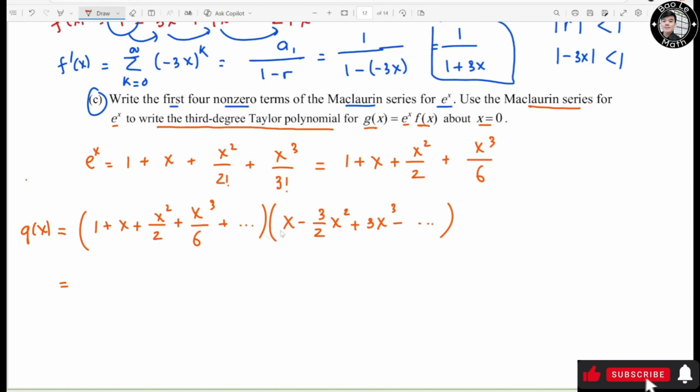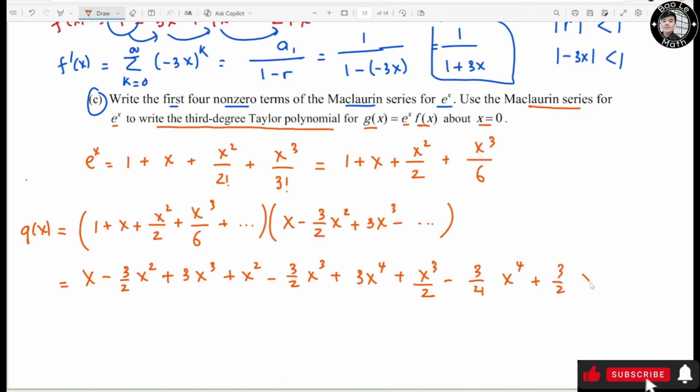So 1 times s is going to be s, right? 1 times negative 3 over 2 s squared is going to be negative 3 over 2 s squared. 1 times 3s cubed is going to be plus 3s cubed, right? S times s is going to be s squared, right? S times this one is going to be negative 3 over 2 s cubed. S times this one is going to be plus 3s to the 4, right? And s squared over 2 times this one is going to be plus s cubed over 2. S squared over 2 times this one is going to be negative 3 over 4 s to the 4. And this guy times this guy is going to be 3 over 2 s to the 5th, right? S cubed times this one could be s to the 4, but we only need the third degree, right? So we can stop right here, right?